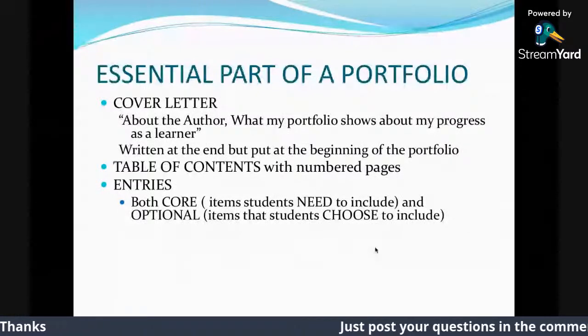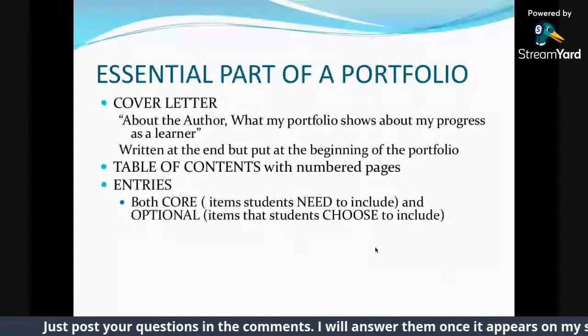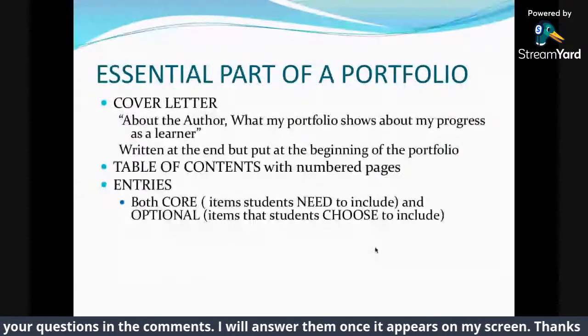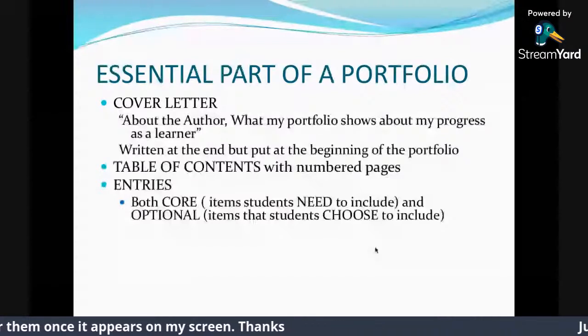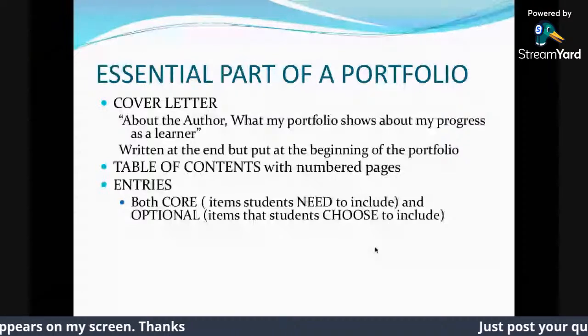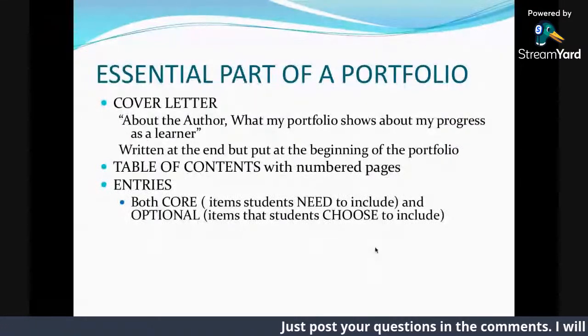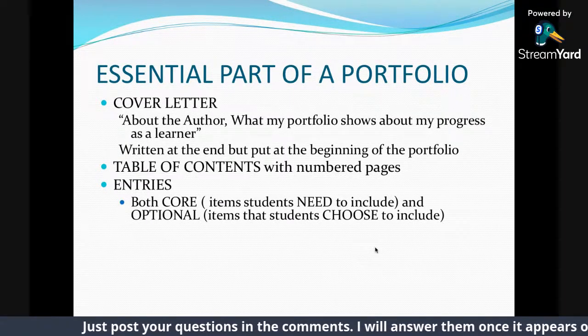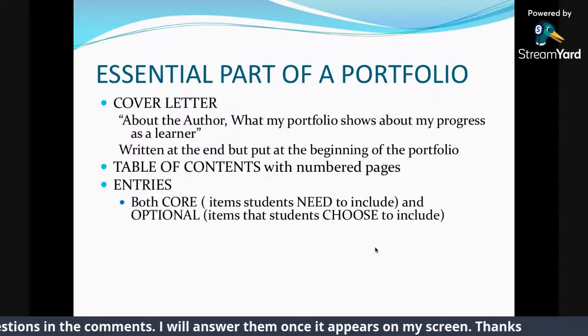Ano naman yung optionals? These are the items that the students choose to include. Okay? Paano kami pipili? Yung inyong choice ay dapat kung ano yung maipapakita mo na unique sa iyo. Okay, so you can choose to include the best pieces of your work, but also a piece of work which gave you trouble or one that was less successful and give reasons why.